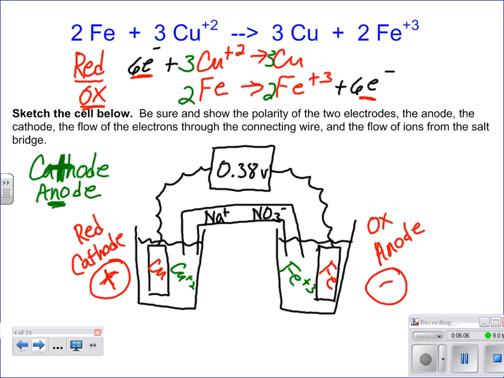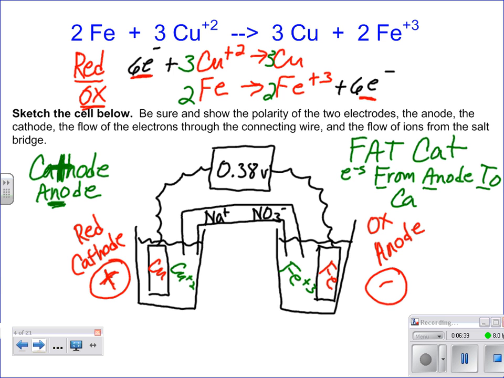And then we can also talk about what's going on in our cell now. If our copper is our cathode and our iron is our anode, another thing that we can remember is the term fat cat. What that tells us is that the electrons always flow from the anode to, there's our fat, the cathode. So there's our little reminder: electrons always flow from the anode to the cathode.